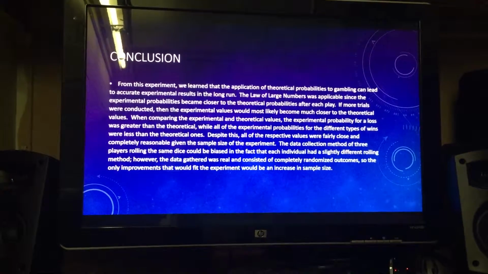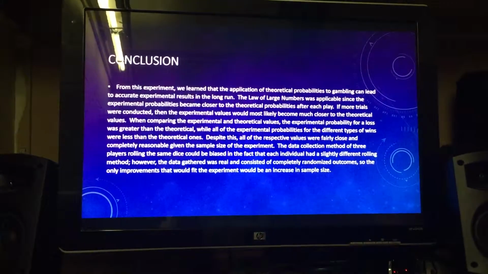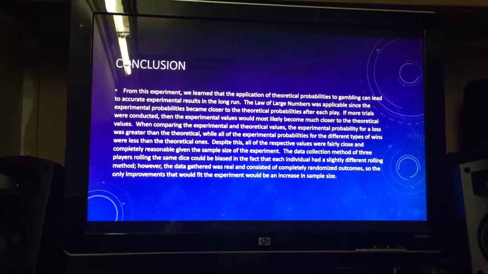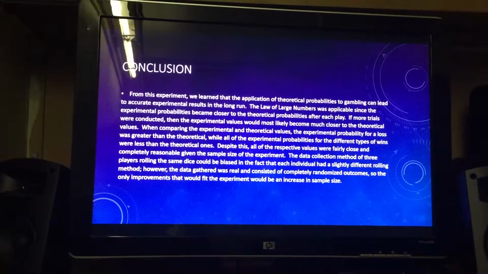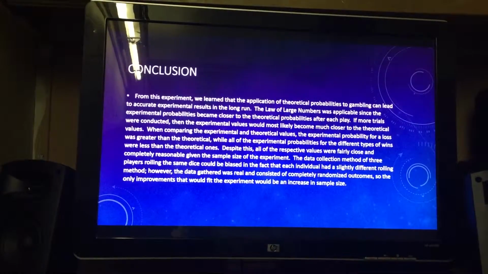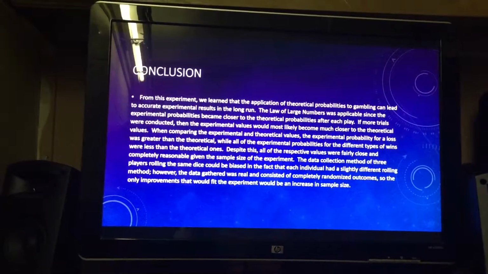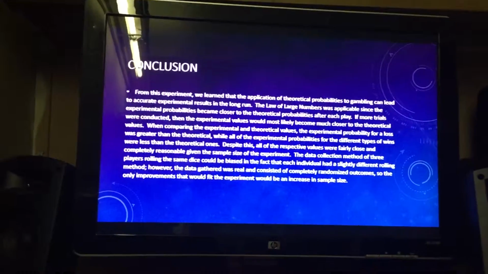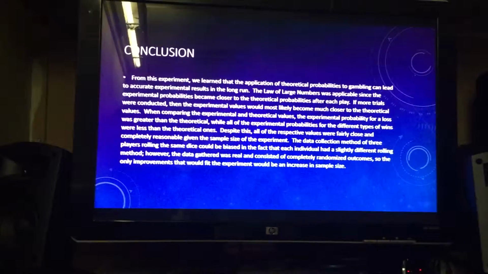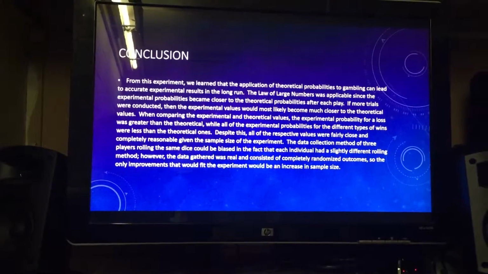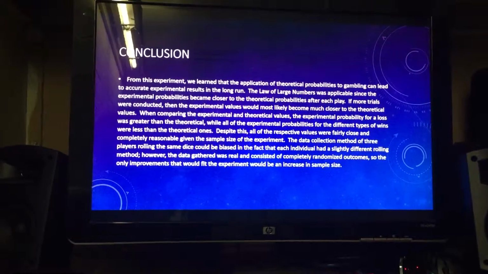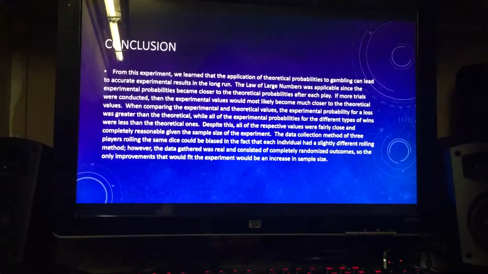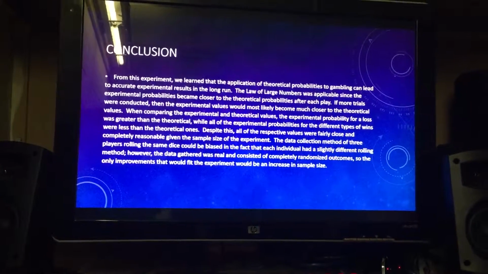So in conclusion, we learned that the application of theoretical probabilities to gambling can lead to accurate experimental results in the long run. So this works with the law of large numbers really well, because the experimental probabilities became closer to the theoretical probabilities after each play. And if more trials were conducted overall with the experiment, then the experimental values would become much more likely to come closer to the theoretical values.